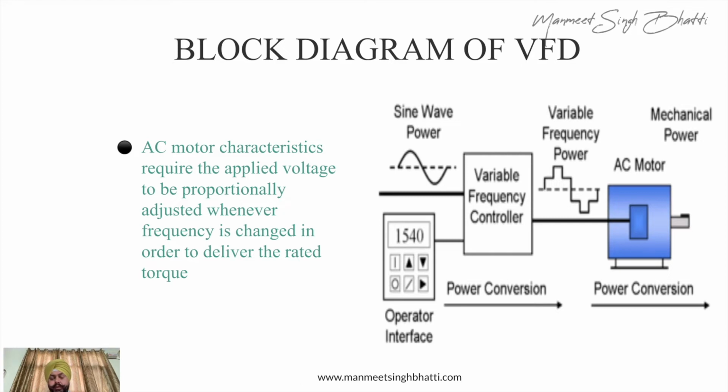If you see on the drawing, there is a sine wave power. You have a basic power which is coming in the form of a sine wave. So it's a sinusoidal wave. It's the perfect AC power which you get through your power supply company. Variable frequency control changes this to DC first. From there, it again changes into AC.